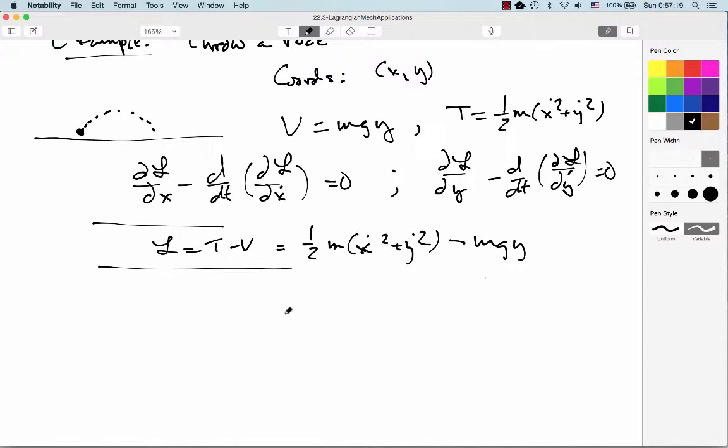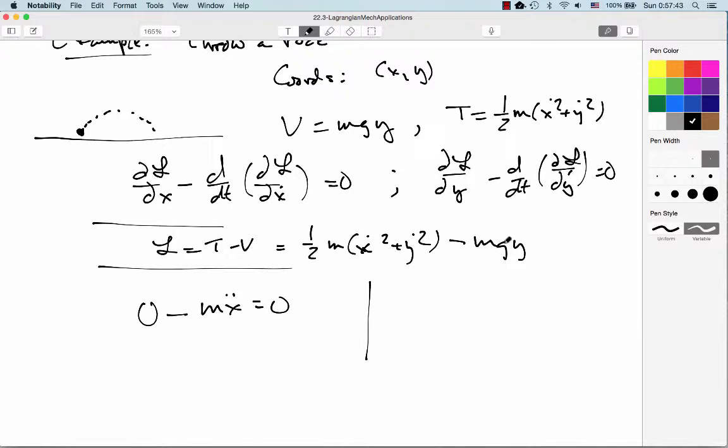All right, no x dependence whatsoever. So we have 0 minus, okay, partial L partial x dot. The only thing that's going to matter is this 1/2 m x dot squared term. Differentiate that. The 2 comes down, cancels the half, leaves me with m x dot. Differentiate that with respect to time. I get m x double dot equals 0.